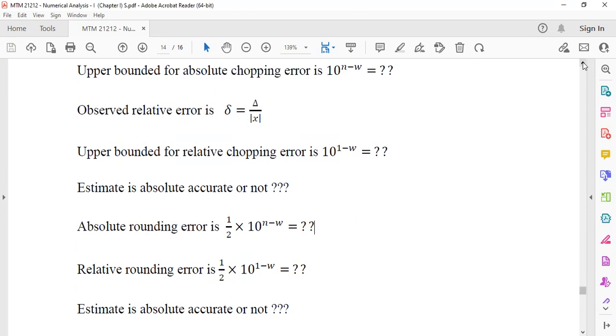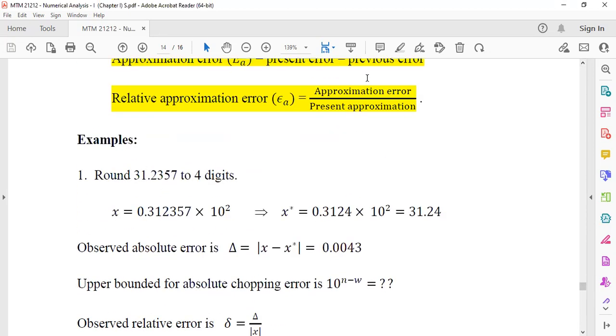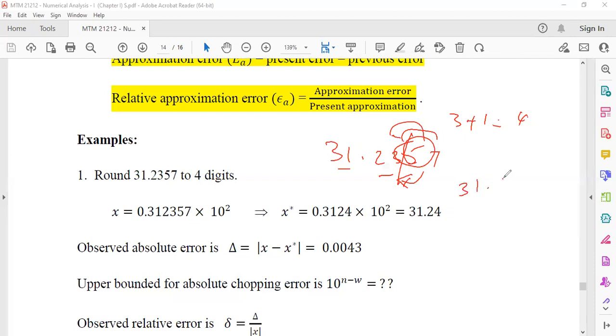Let me go back. So this is the question. 31.2357 after 4 digits. So 4 digits. So what do you think? What is the rounding? Because this one is 5, no? So 3 plus 1 will be 4. Therefore, it can be added. Okay. So 31.24 will be the answer. Rounding off.